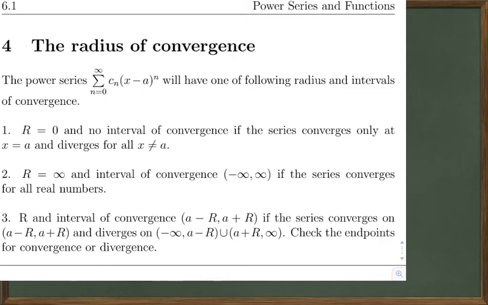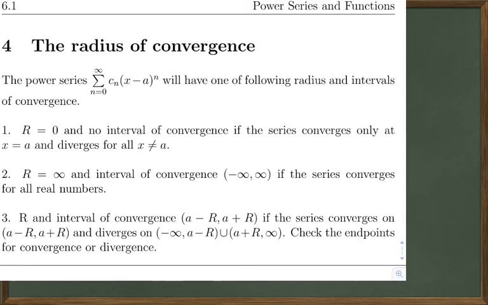The radius is equal to 0 and there is no interval of convergence if the series converges only at x equals a and diverges for all other x not equal to a. The radius is equal to infinity, and the interval of convergence is all real numbers, if the series converges for all real numbers. And then the third possibility is some r greater than 0, and the interval of convergence is a minus r comma a plus r if the series converges on that interval and diverges everywhere else.